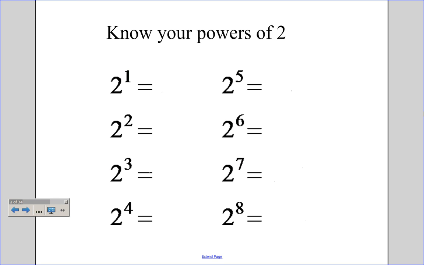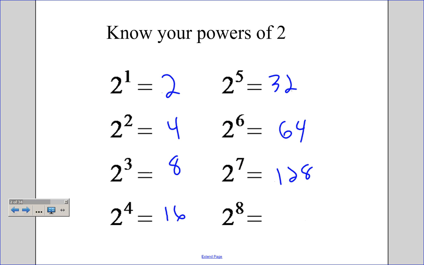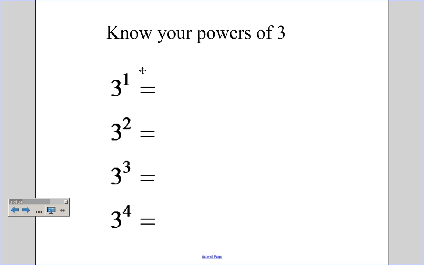Before we get into logarithms, we have to talk about powers. I want everybody to know their 2 to the 8th power. So that's 2, 4, 8, 16, 32, 64, 128, and 256. I will assume that everybody can do these without a calculator. Your powers of 3, I'll assume you know up to 4. So that's 3, 9, 27, and 81.